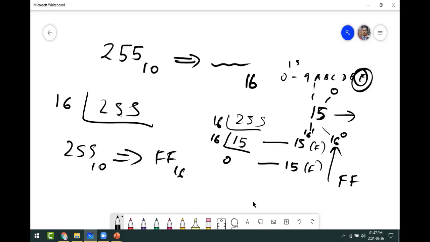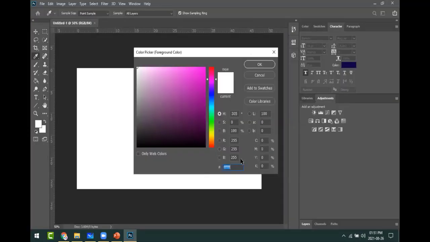Now give me 1 minute. I will open Photoshop and I will show you. So in this color picker, can you see this value? What is the value here? This value?